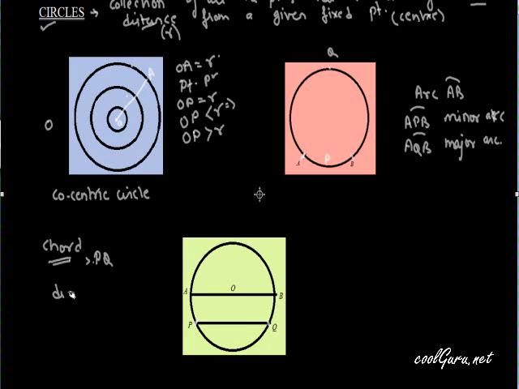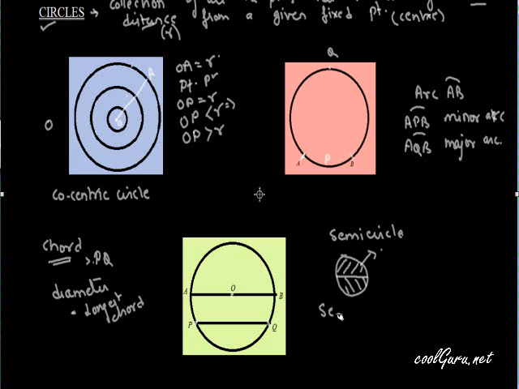And what is diameter? Diameter is the longest chord, the longest chord which passes through the center of the circle. The longest chord passing through the center is called the diameter of the circle. Now, what is a semicircle? This diameter divides the circle into 2 equal parts, each of which is called a semicircle.